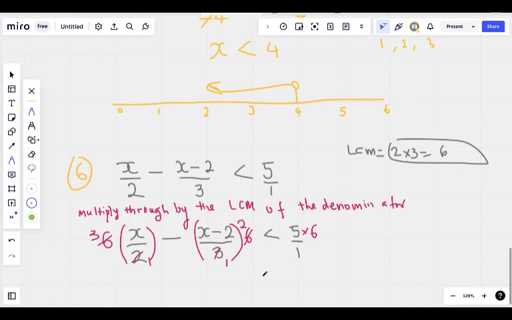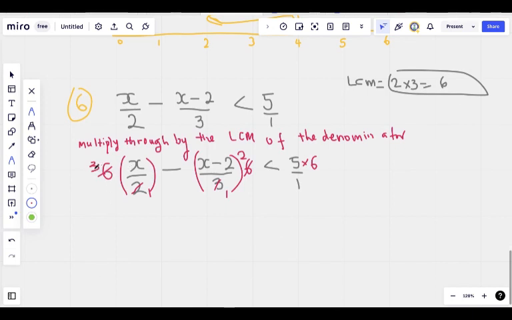So the next step is to now expand what's remaining. This 3 multiplied by x, I have 3x here. Minus, there's 2 outside the bracket here. This 2 times x, you get 2x. This 2 times negative 2, this negative times this negative becomes plus. And then we get a plus 4 now. Is that okay? We get plus 4. Is less than 5 times 6. We get 30.